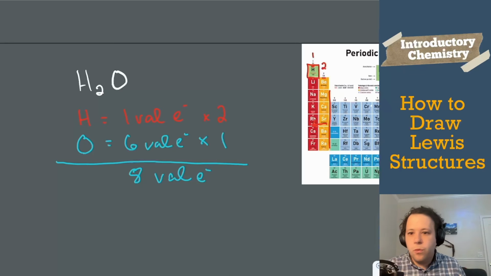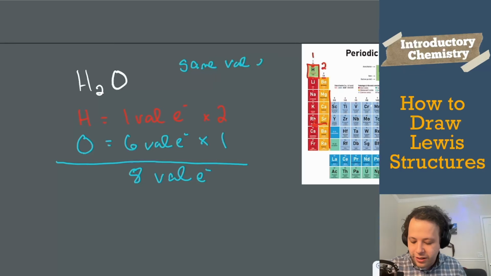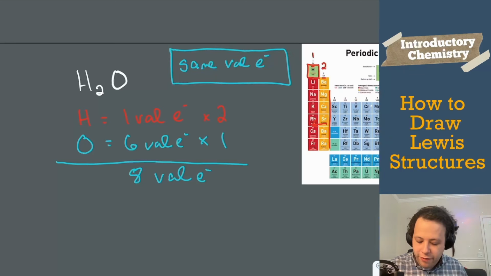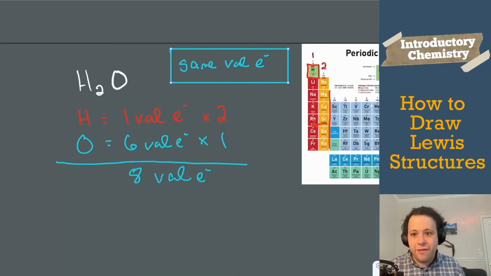So why is that important to count them every time? Well, when you're going through the process of drawing these structures, you want to make sure you have the same number of valence electrons that you start with and that you end with. You don't want to make some crazy structure. So let's write that down for ourselves. Same valence electrons. So remember that for later, have that number.